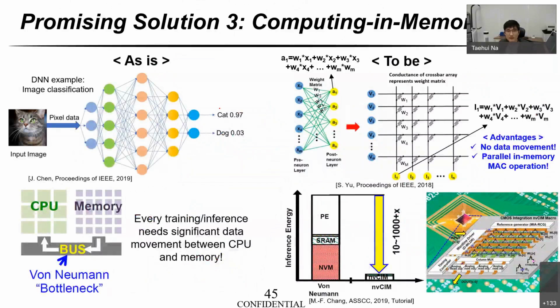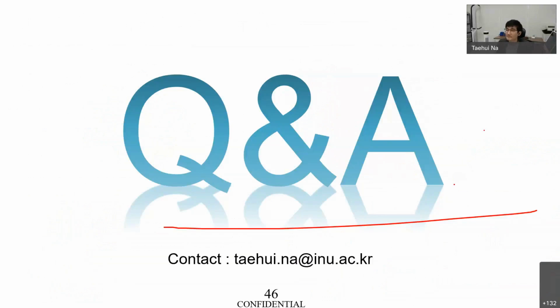And the final primary solution is computing in memory. Nowadays, as maybe all of you already know, the von Neumann architecture has a bottleneck in the movement of data between the CPU and the memory. A very promising candidate to overcome this problem is to utilize computing in memory as neuromorphic computing. And my research lab is also planning to research this topic in the near future. Okay, that's all. Thank you for giving me some time.